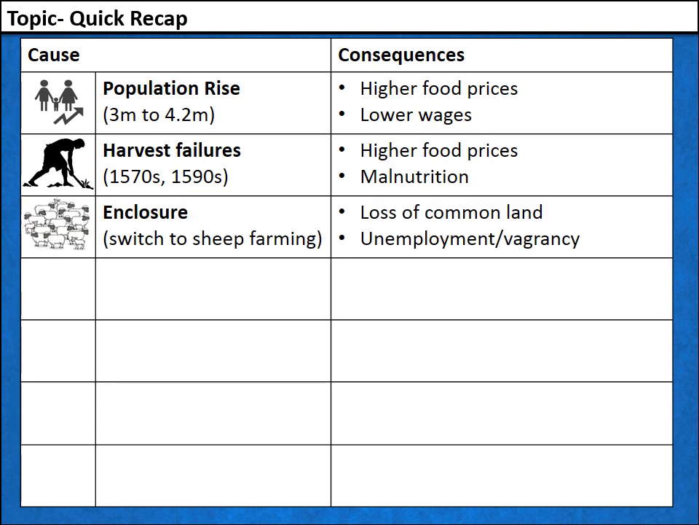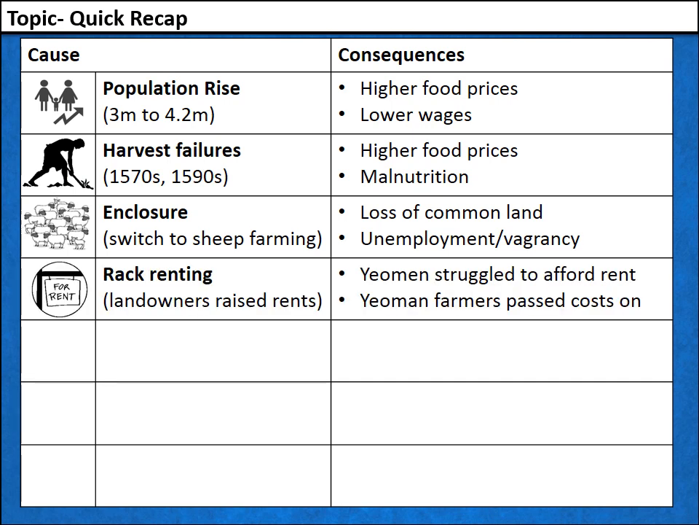A third problem was enclosure. This is where farmers switched production away from growing vegetables to rearing sheep. This caused the loss of common land, as farmland was often enclosed or fenced in, and also caused unemployment, because far fewer workers were needed on these farms. It was also linked to food shortages, because the sheep were reared for their wool rather than their meat. Rents also rose dramatically in this period, and farmers simply passed these on in the form of increased prices for the food and crops that were grown on their land.